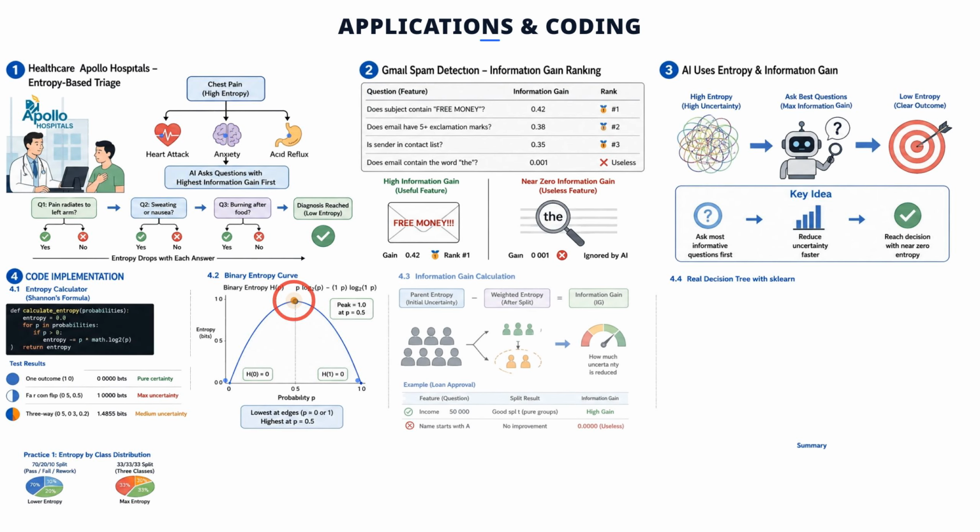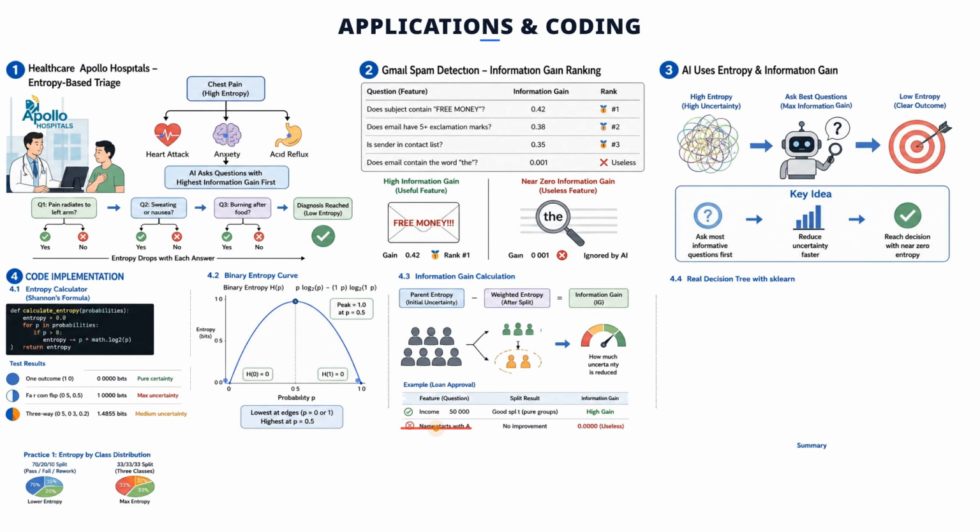Moving over to information gain calculation, we see it defined as the parent entropy minus the weighted entropy of the subgroups after the split. In the loan approval example below, checking if income is greater than 50,000 yields high gain because it creates pure groups. Conversely, checking if the name starts with A shows no improvement and has zero gain.